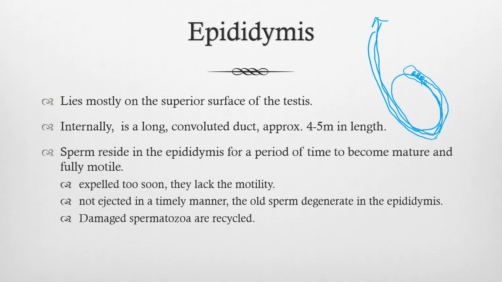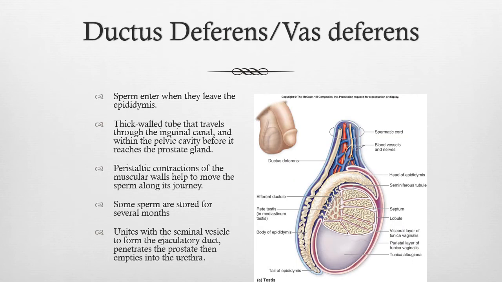They need time. As they sit inside the epididymis, they're not moving, they're immobile. Any cells that may die or become there too long are going to be degenerated, broken down, and their substance essentially recycled.